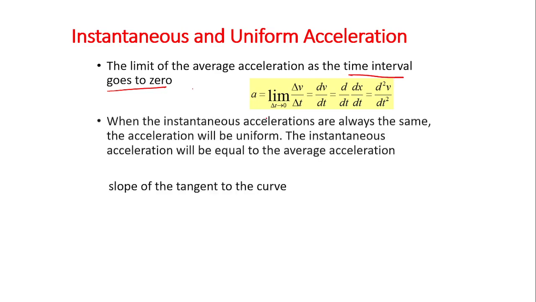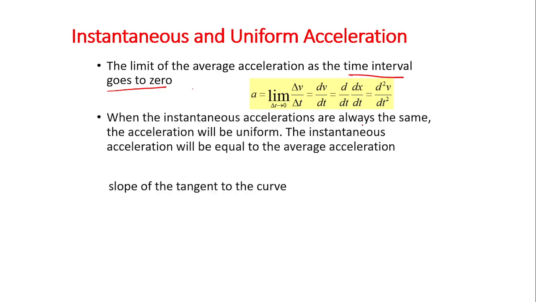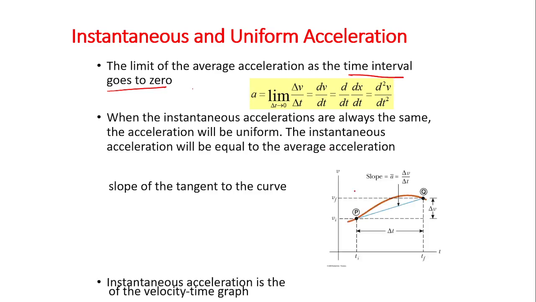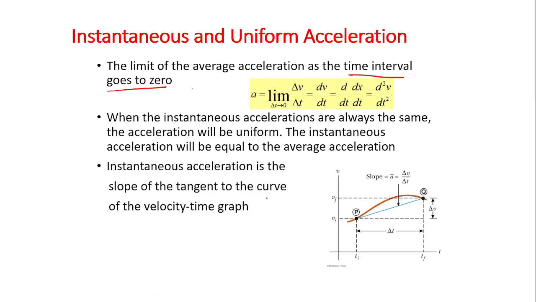So when the instantaneous accelerations are always the same, you need to understand that the acceleration will be uniform, and the instantaneous acceleration will be equal to the average acceleration. We'll discuss more when we do the calculations. Then the other thing that you need to understand is that the instantaneous acceleration is just the slope of the tangent to the curve of the velocity time graph.